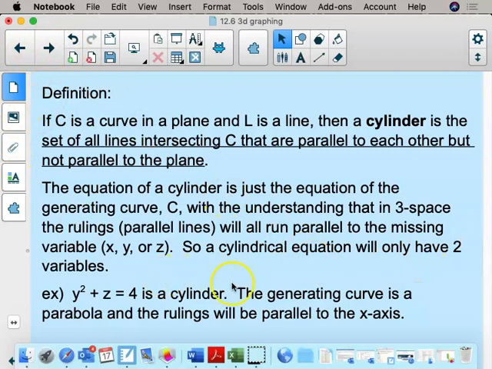Oh, by the way, those parallel lines are also called rulings. If you want to write down the word rulings, the rulings are the set of those parallel lines.